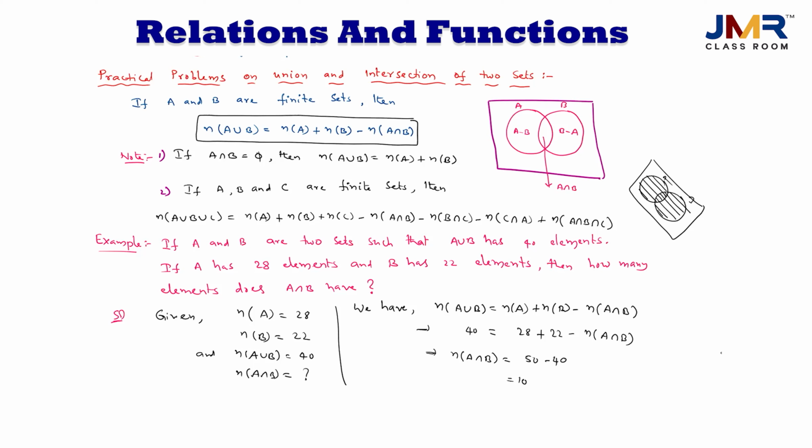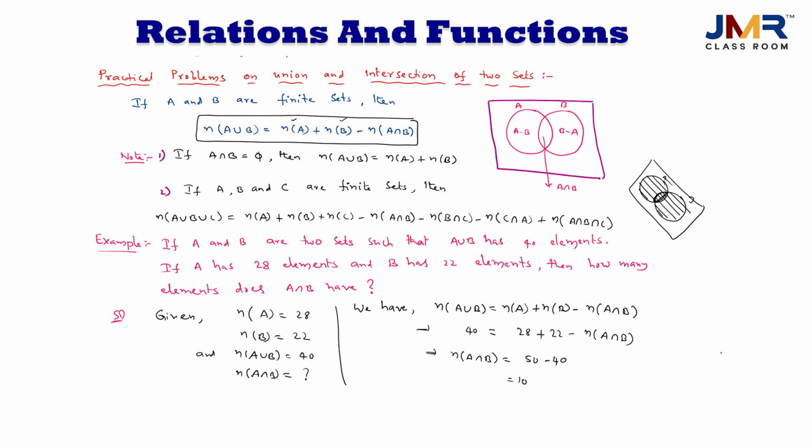But the A intersection B part is repeated twice. In n(A) it is covered, as well as in n(B) it is covered. Two times we have included, so one time you subtract. So n(A union B) equals n(A) plus n(B) minus n(A intersection B), because the A intersection B part is covered in set A, again in set B. Two times we added, so one time we subtract.